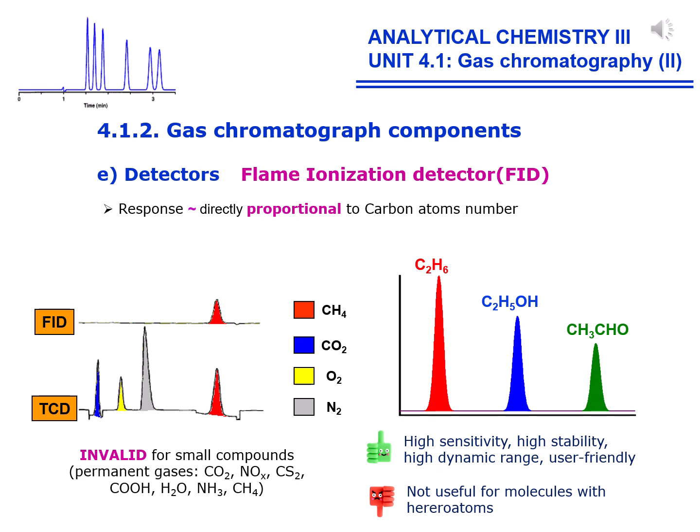The advantages of flame ionization detectors are that they offer high sensitivity, high stability, and an exceptionally high linear dynamic range, together with great simplicity of use. All these features have made this detector the most widely employed in gas chromatography. On the other hand, the main disadvantage is that it's not useful for small molecules and molecules with heteroatoms, as we have also said.